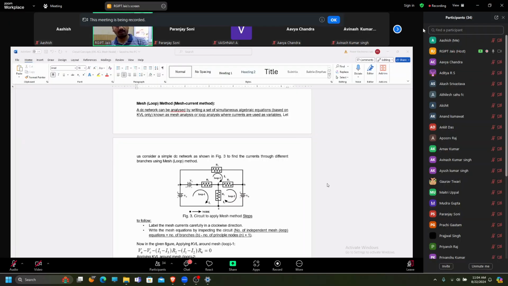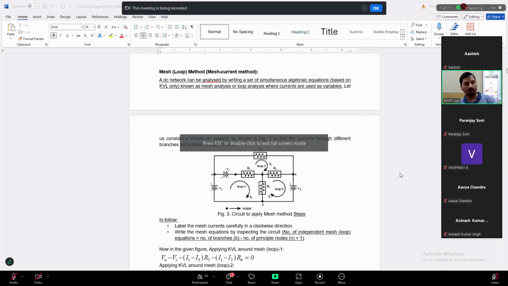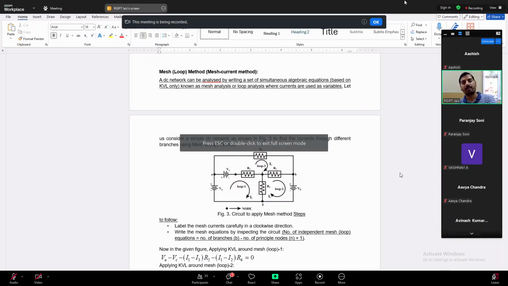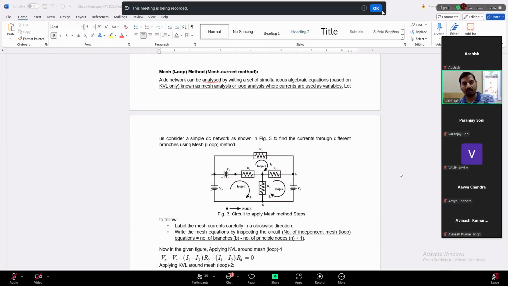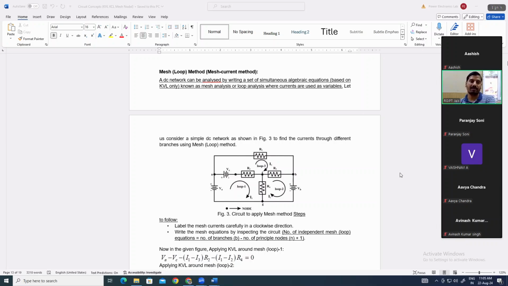So in this lecture, we will mostly cover mesh analysis and node analysis. There are two techniques to solve any network or circuit. You have also seen the difference between network and circuit. Every circuit is called a network, but every network may or may not be a circuit. A circuit must have a closed path.